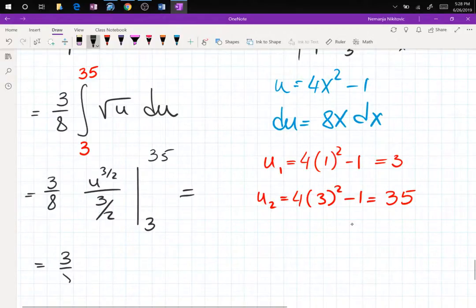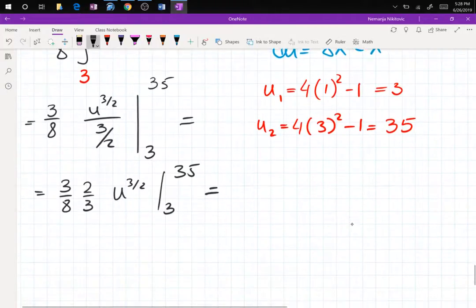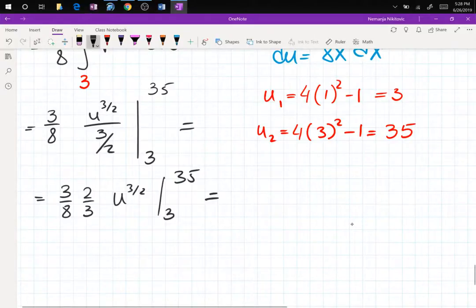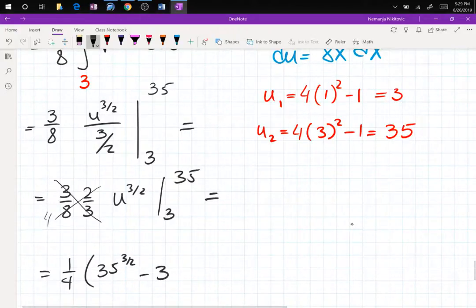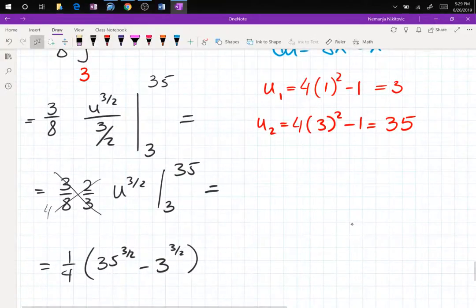So now we have 3/8 times 2/3 times u to the 3/2 from 3 to 35. And now we need f of b minus f of a, so upper minus lower. The 3's will cancel, these will cancel, so we get 1/4 times 35 to 3/2 minus 3 to 3/2. There's no plus c in this case because it's a definite integral. As you can see, there are no variables here, right?